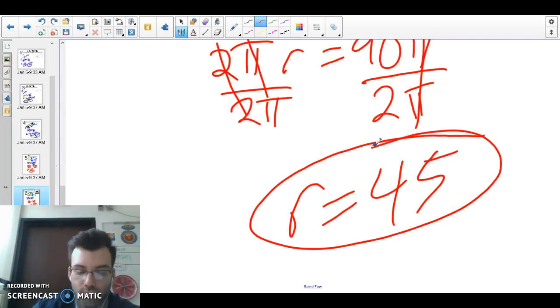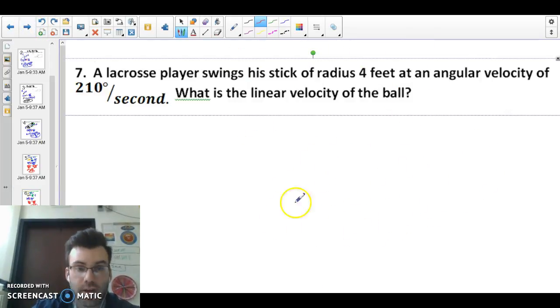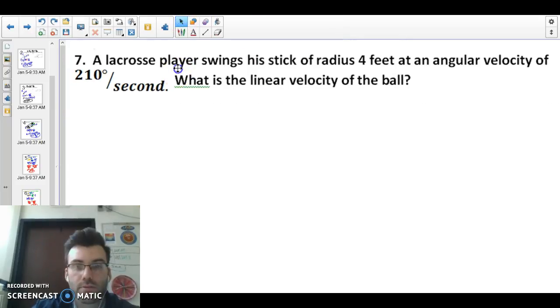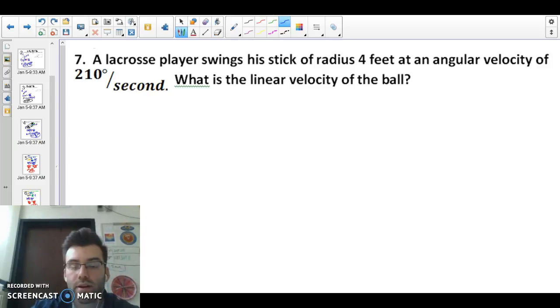Boom. All right. Two more. Here we go. Next one. A lacrosse player swings a stick with a radius of 4 at an angular velocity of 210 degrees per second. What is the linear velocity of the ball?